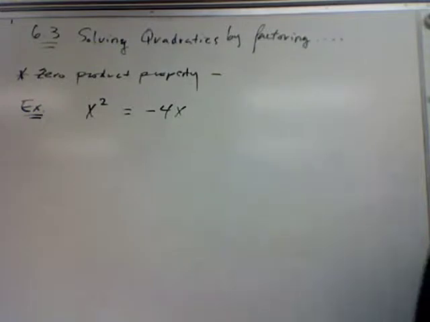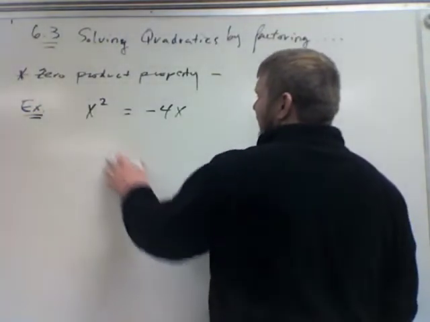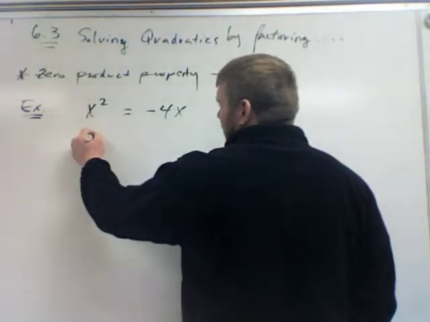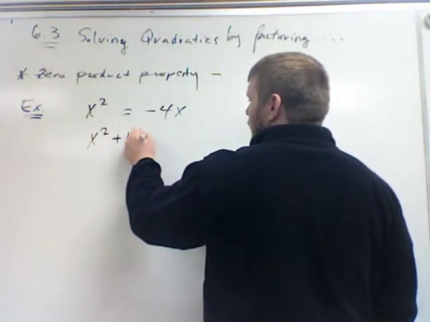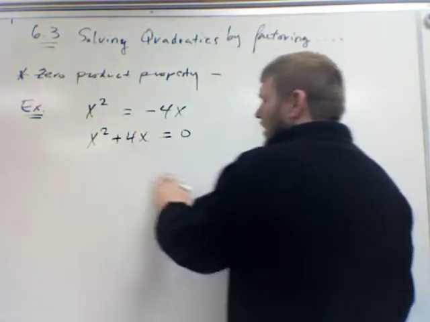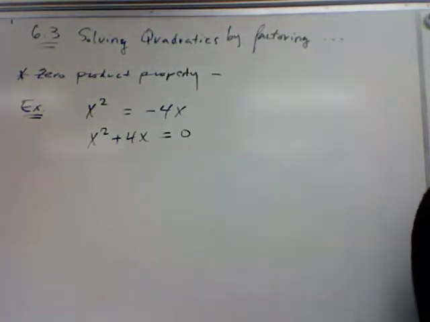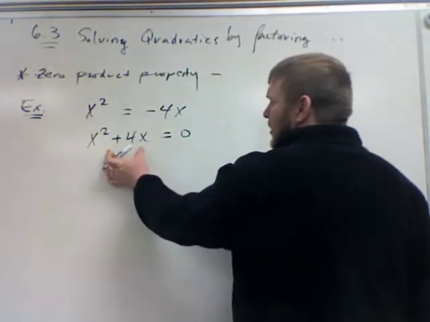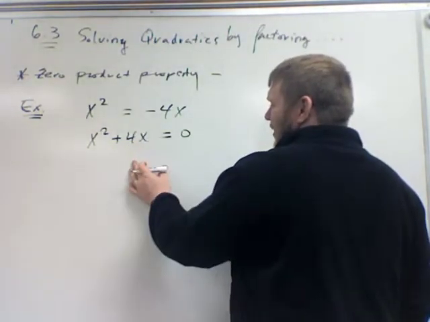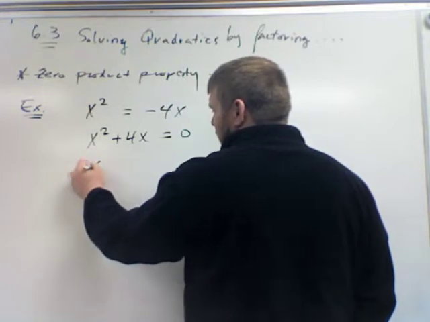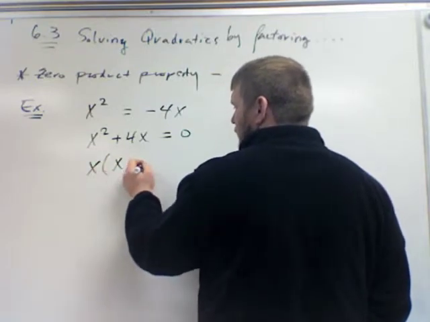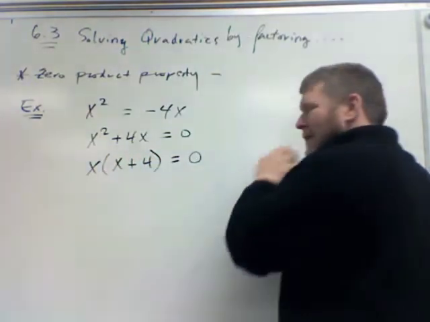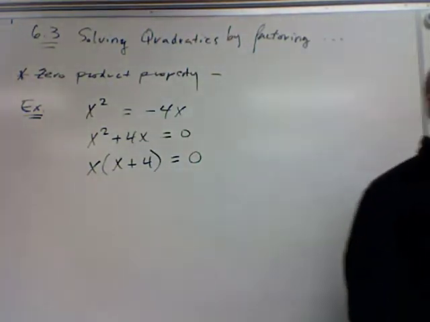The first thing I'm going to do is add the 4x to the other side, and I end up getting x squared plus 4x equals 0. So I want to get 0 to one side. That's your main goal. And then factor it. In this particular case, I don't have a trinomial, I just have two terms. So I can factor out a GCF or a common factor and split this up like this.